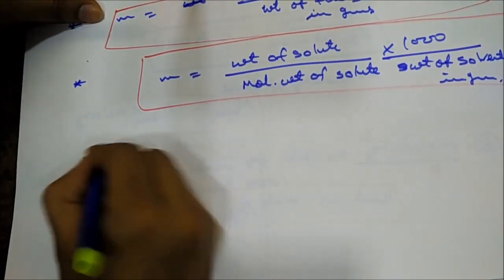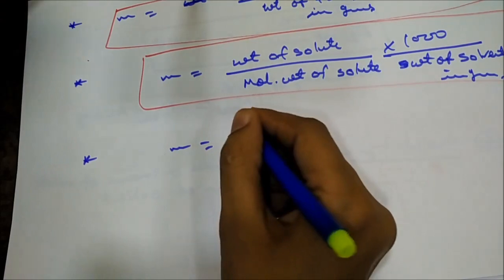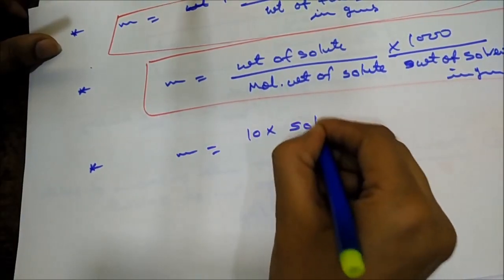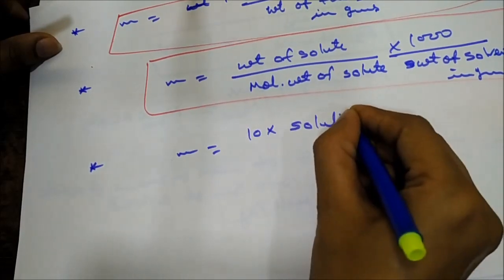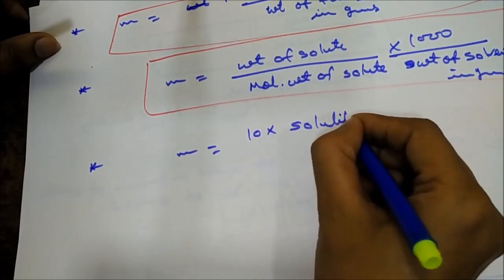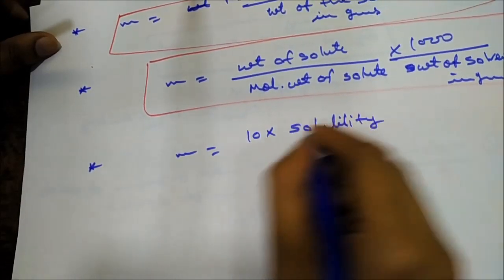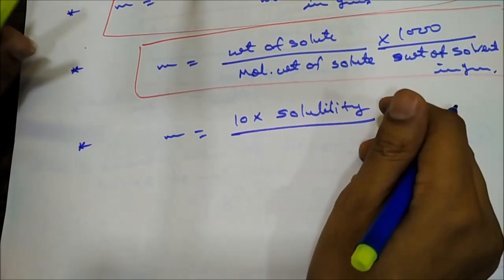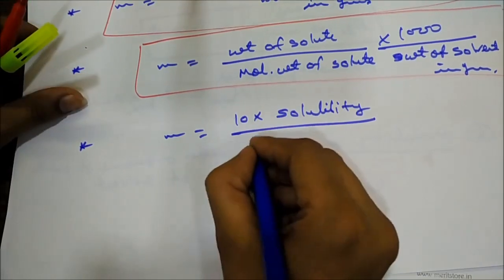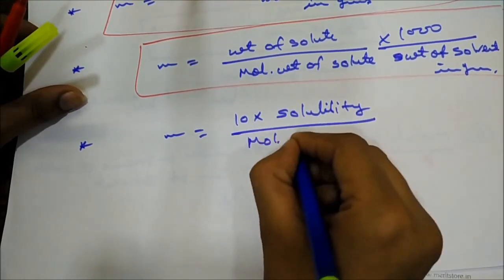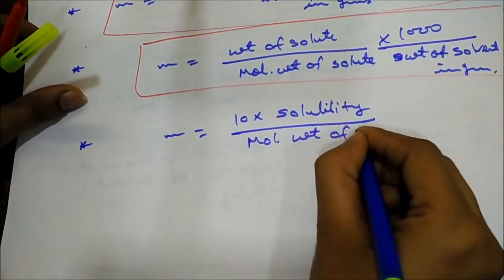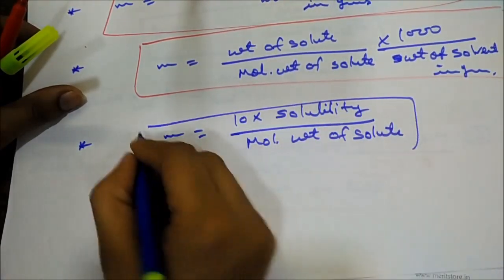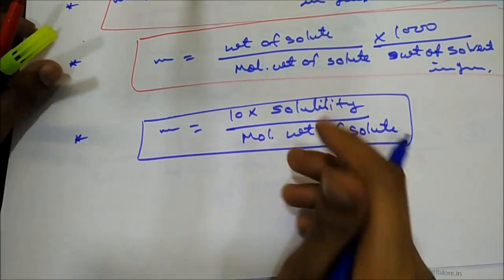The next formula is that molality can be calculated by 10 multiplied by solubility. Solubility is our concentration of solute per molecular weight of solute. So we can calculate molality by this formula also.